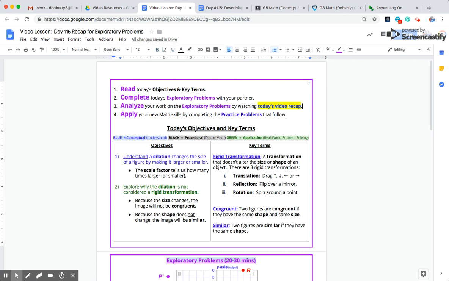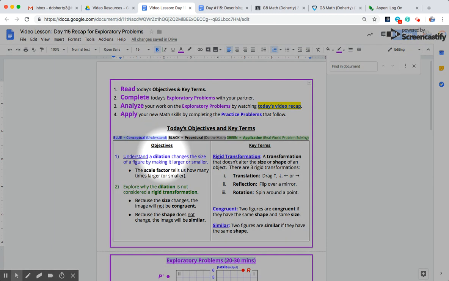Good morning. Happy Tuesday. Today we're going to continue to focus on the fourth and final transformation. We're going to be focusing our work today on the dilation. So already you should have read the objectives for today.